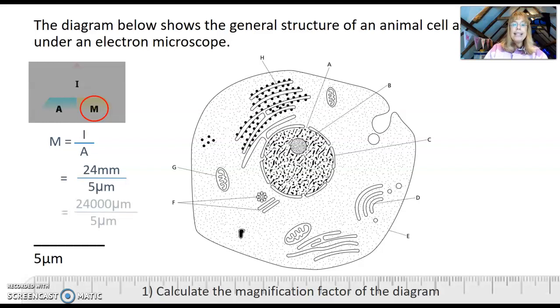Now, I need to make sure that they're both in the same unit. So I know there are 1,000 micrometers in a millimeter. So I times it by 1,000. Now they're both the same units. And folks, that is the most common mistake people make. Don't be silly like that. Okay, plug that into my calculator. And I'm always going to check this at the end of the exam in case I made a silly mistake. And my answer comes to 4,800 times. This cell is 4,800 times bigger than in real life. That's how much it's been magnified.